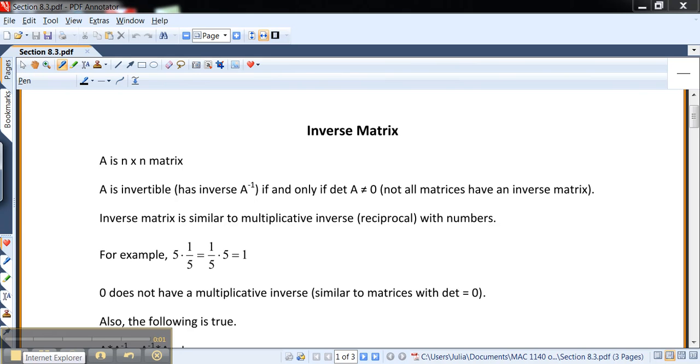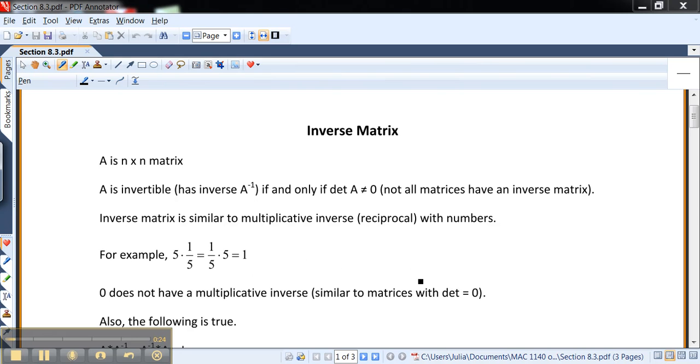The idea behind inverse matrices is that in the first place they act like a multiplicative inverse. If you take a look at numbers, 5 times 1/5 or 1/5 times 5 equals 1. We can actually do a similar idea with matrices. It has to be a square, n by n, 2 by 2 or 3 by 3 matrix.